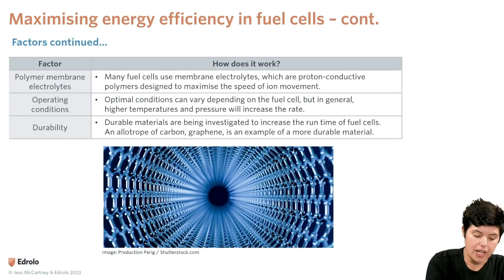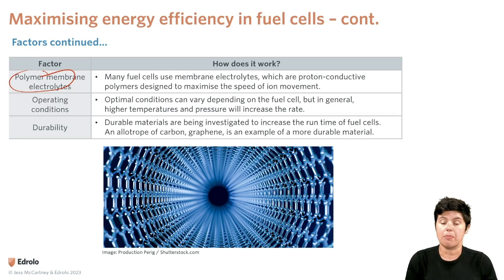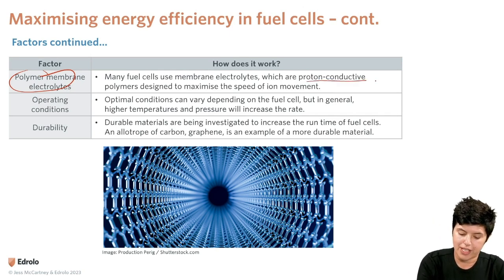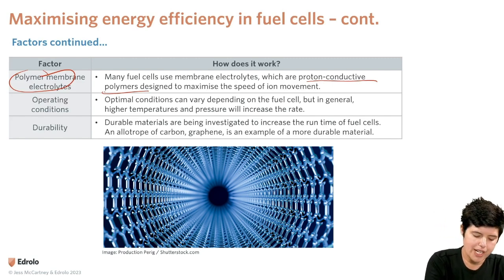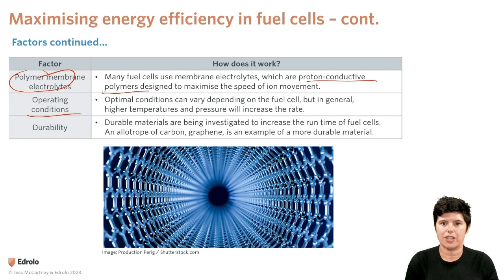So polymer membrane electrolytes. Many fuel cells use membrane electrolytes, which are proton conductive polymers. And what this allows is that it increases that ion movement, which is what we want in the fuel cell. So ensuring that they are moving from the anode to the cathode and increasing that electricity production. Operating conditions. So like any type of reaction, reactions work better when they are under the optimal conditions they need to be under. So ensuring that the fuel cell is always operating under those conditions. We don't want it to get too hot or too cold. So how can we ensure that these fuel cells are insulated and increasing those operating conditions as much as possible?